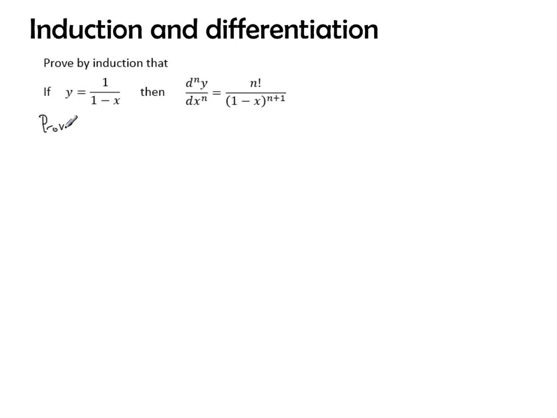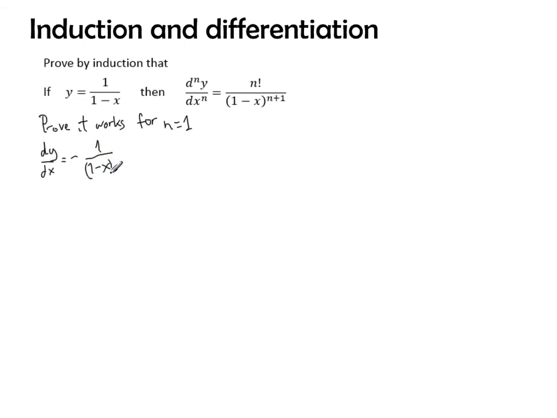I'm going to explain induction and differentiation. So check out this exercise. It asks me to prove by induction that if y equals 1 over 1 minus x, then the more that I differentiate, we're getting n factorial, depending on how many n times I've differentiated, over 1 minus x to the power of n plus 1.